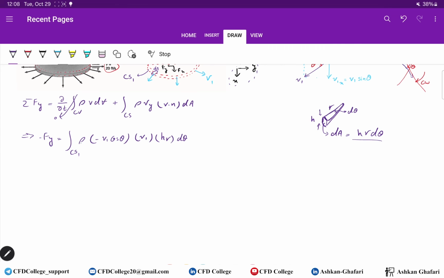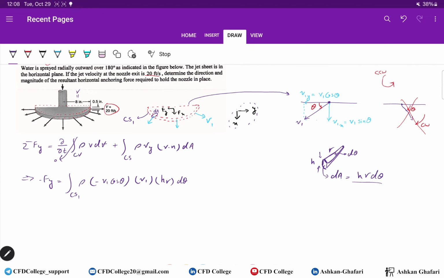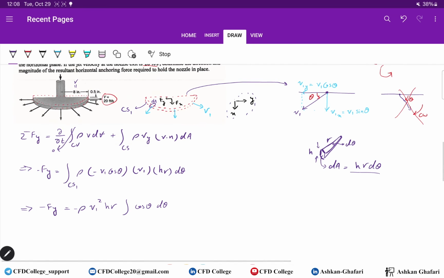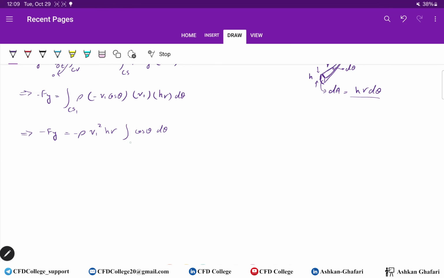As you can see, theta is not constant, but rho, v, h, and r are constant. R is equal to 8 inches. So minus Fy equals rho, minus v1 square h r, integral of cosine of theta d theta from 0 to 180. So from 0 to pi.